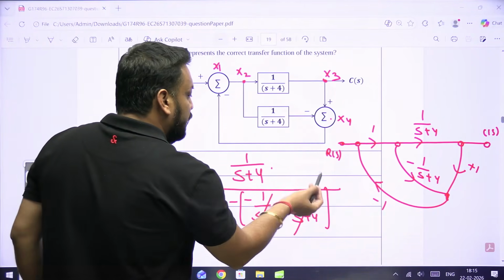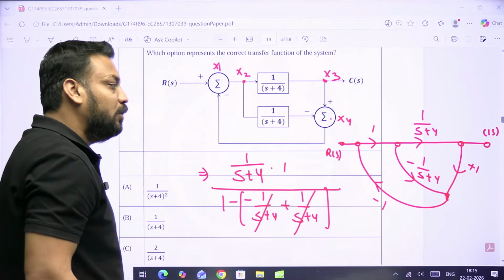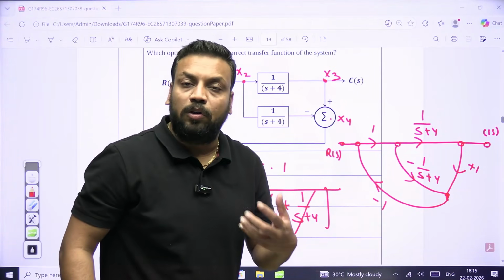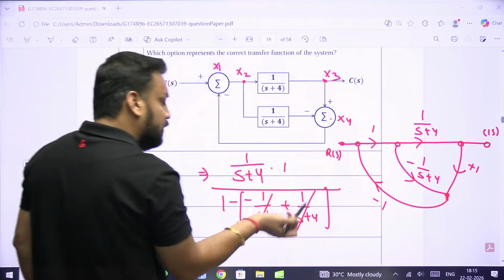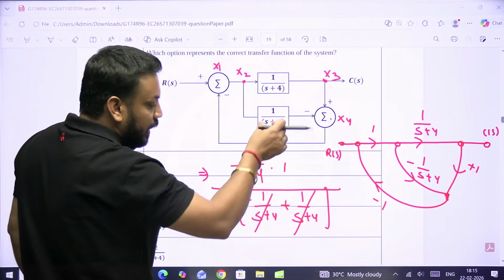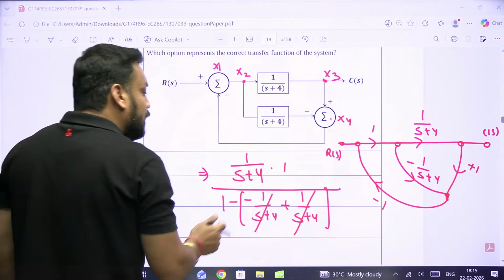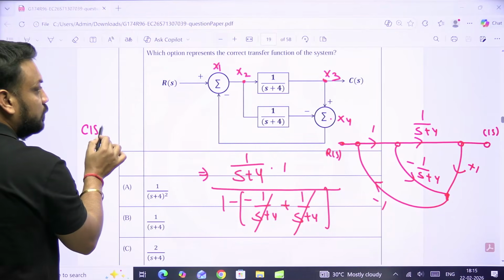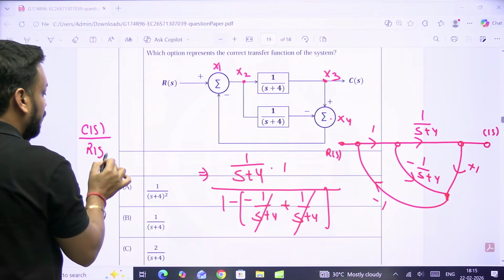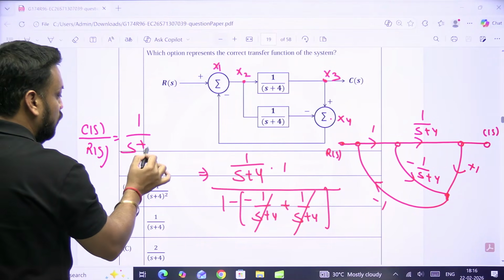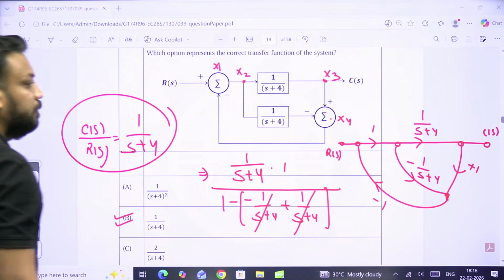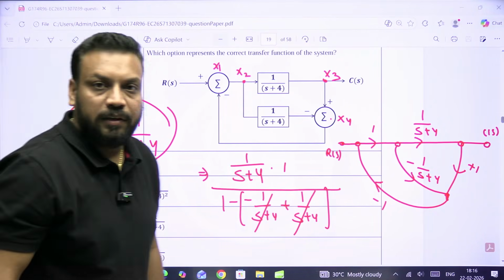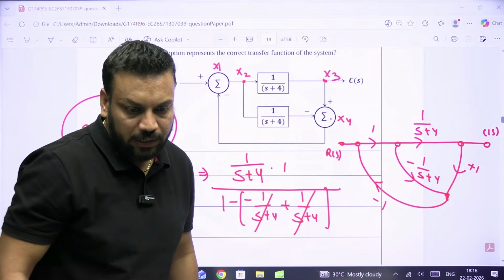Now we are left with delta 1. Delta 1 is 1. Delta 1 is the value of delta obtained by removing all the touching loops from the first forward path. Here both loop gains touch the first forward path, so if we calculate delta 1, 1 remains. So the final answer C(s)/R(s) is nothing but 1/(s+4), which is available in option B only. I hope this is crystal clear to everyone.